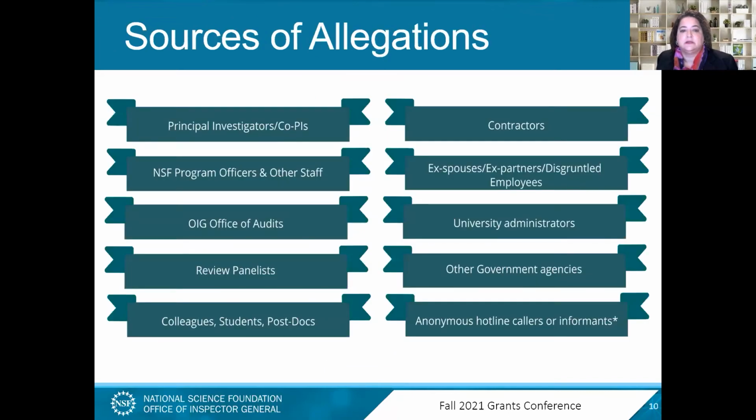We get allegations from a number of sources, and anyone may confidentially contact NSF on our homepage links, which are included in this, and as Keith has mentioned, nsf.gov/OIG. That'll take you to our homepage, and there is a button that says report an allegation. Next slide, please.